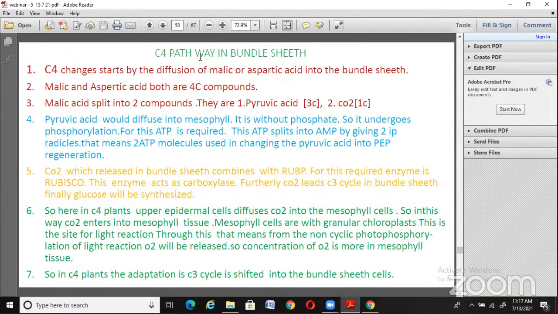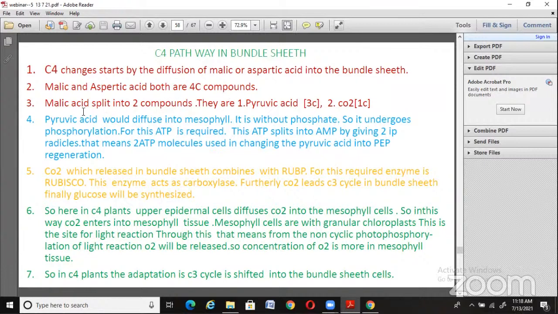Yes. C4 pathway in bundle sheath cells. The C4 cycle in bundle sheath cells starts by the diffusion of malic acid or aspartic acid into the bundle sheath. Then, what is the importance of these two? Malic acid and aspartic acid are both 4C compounds.